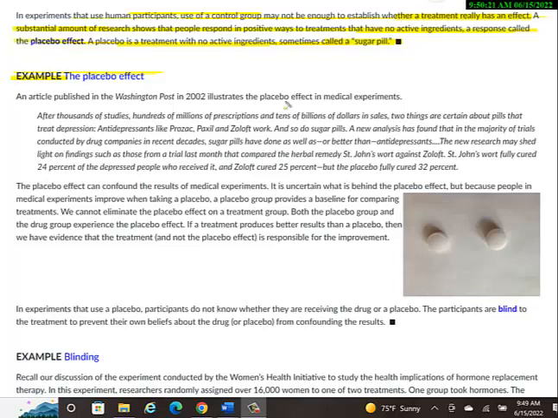So here's an example of the placebo effect in medical experiments. After thousands of studies, hundreds of millions of prescriptions, and tens of billions of dollars in sales, two things are certain about pills that treat depression. Antidepressants like Prozac, Paxil, and Zoloft actually work, but so do sugar pills. A new analysis has found that in the majority of trials conducted by drug companies in recent decades, sugar pills, or placebos, have done as well as or better than antidepressants. The new research may shed light on findings such as those from a trial last month that compared the herbal remedy St. John's wort against Zoloft. St. John's wort fully cured 24% of the depressed people who received it, and Zoloft cured 25%. But the placebo fully cured 32%.